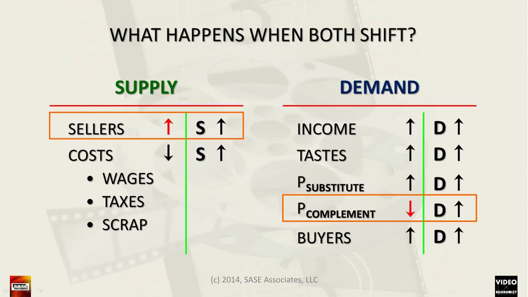However, increases in most of the demand factors lead to an increase in demand, a shift upward and to the right. Another fact that we need to remember is that equilibrium quantity moves in the same direction as both supply and demand. If either increases, the equilibrium quantity will increase.